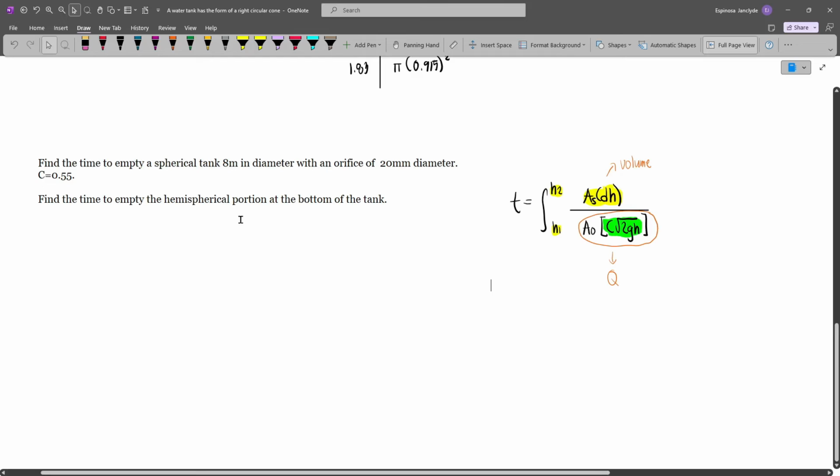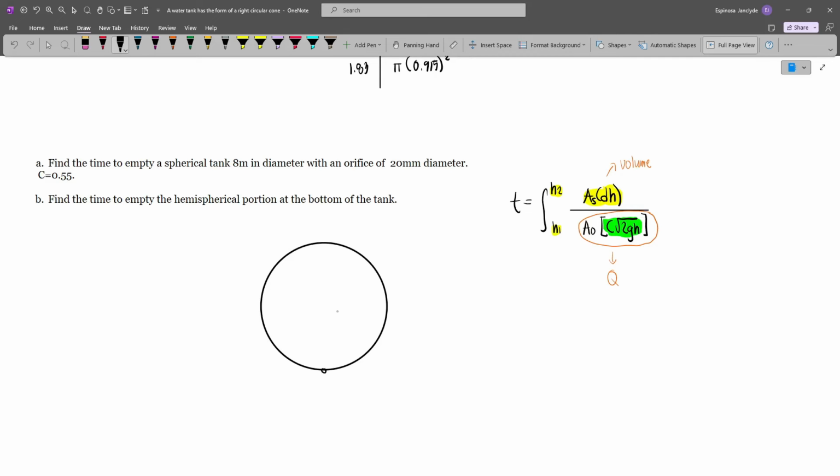We have now a spherical tank which is 8 meters in diameter with an orifice of 20 mm diameter. And then our coefficient of discharge is 0.55, and we have to find the time to empty the tank. This is for letter A, and for letter B, we have to find the time to empty the hemispherical portion at the bottom of the tank. Now, if we draw our figure, this is the shape of the sphere, and then we have the orifice here.